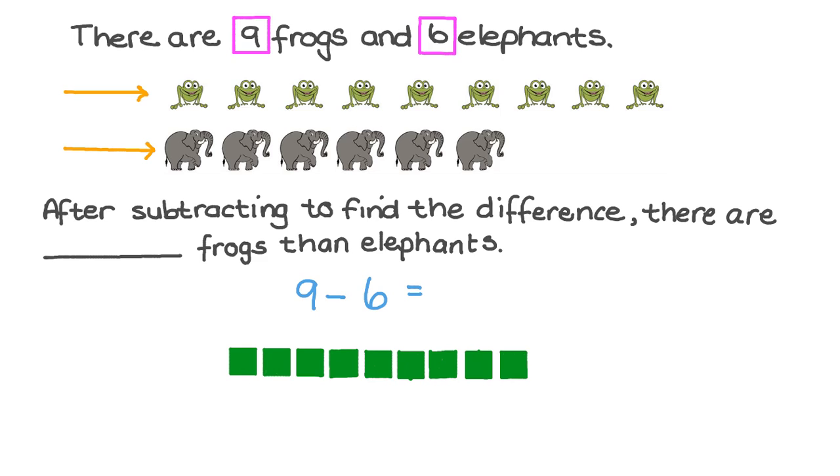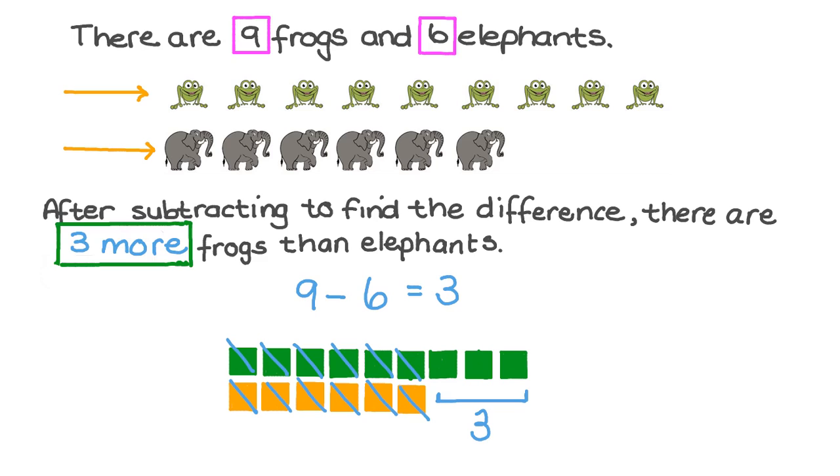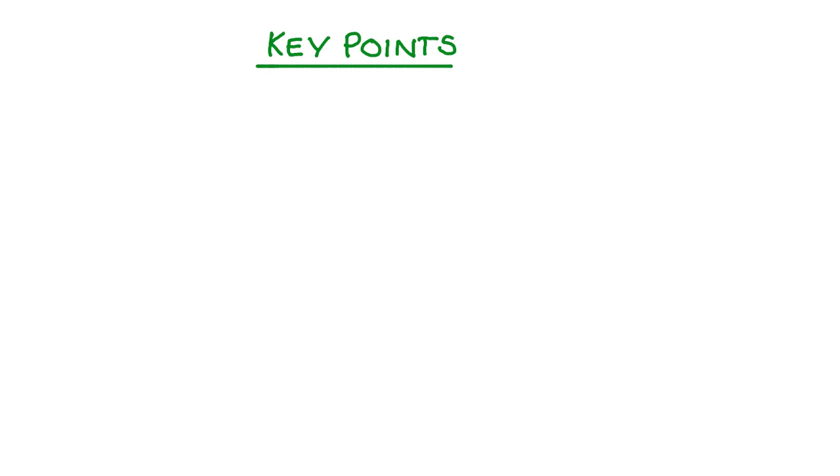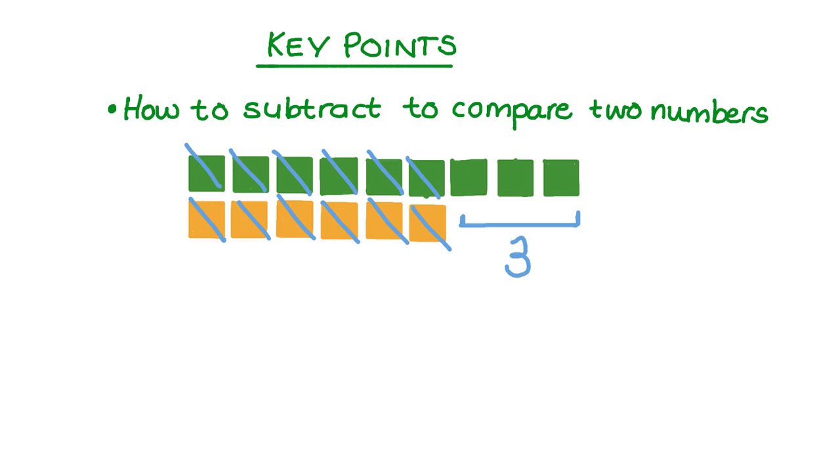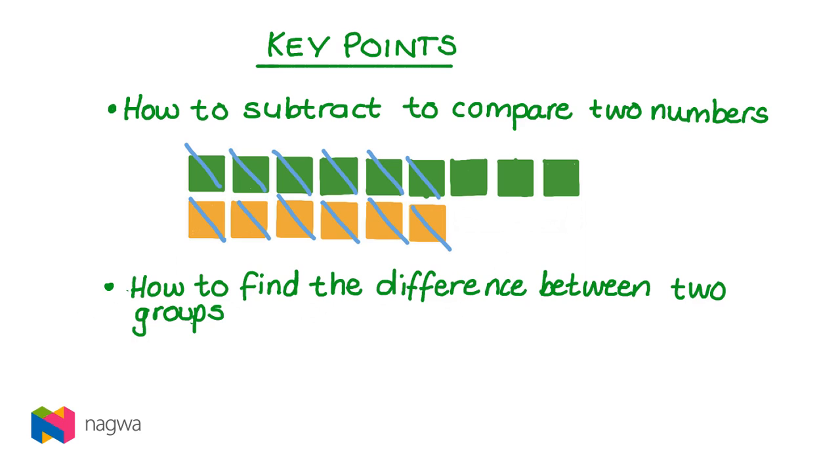Here are 9 squares to represent our 9 frogs, and 6 squares to represent the 6 elephants. If we match each of the squares, we can see there are 3 green squares left over. The difference between 9 and 6 is 3. There are 3 more frogs than elephants. What have we learned in this video? We've learned how to subtract to compare two numbers, and how to find the difference between two groups.